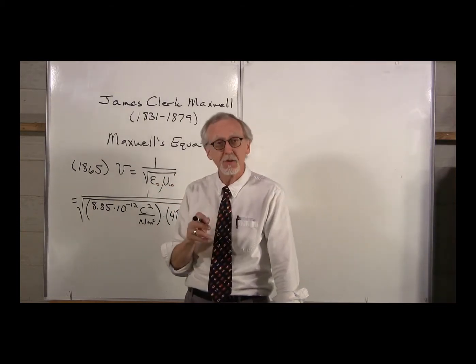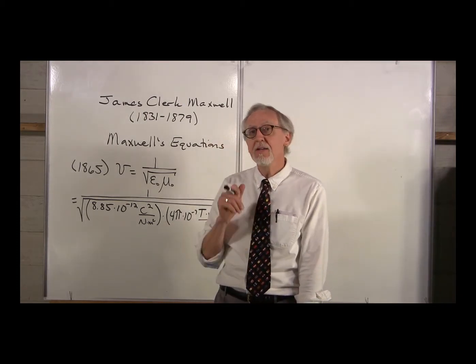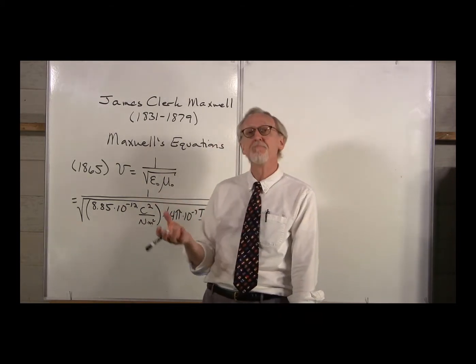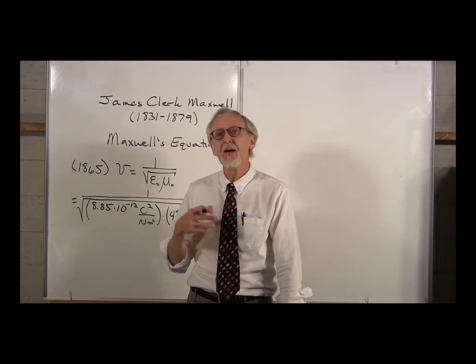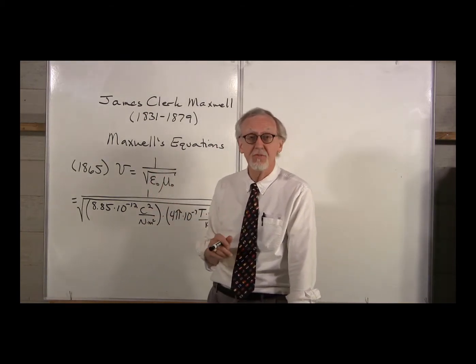If you remember, epsilon naught is the permittivity of free space. Mu naught is the permeability of free space. Epsilon naught dealt with electric fields, mu naught dealt with magnetic fields. And the speed of these waves was this very simple combination of those two.